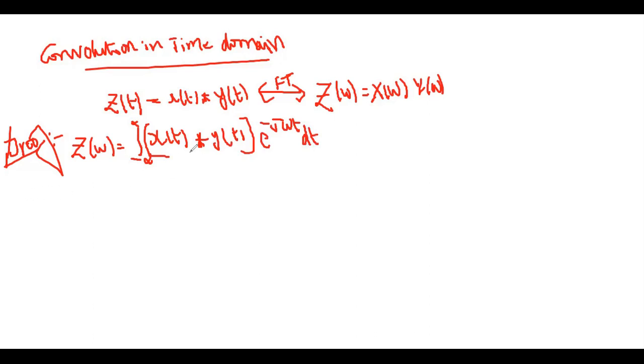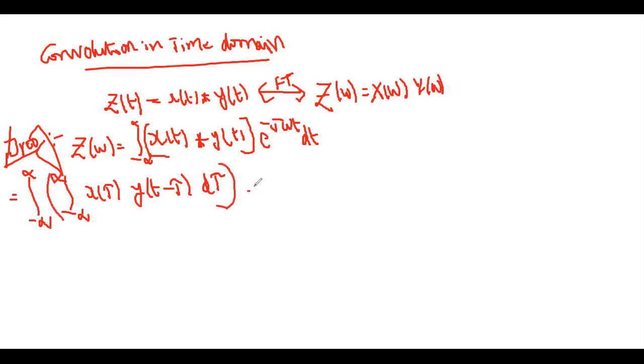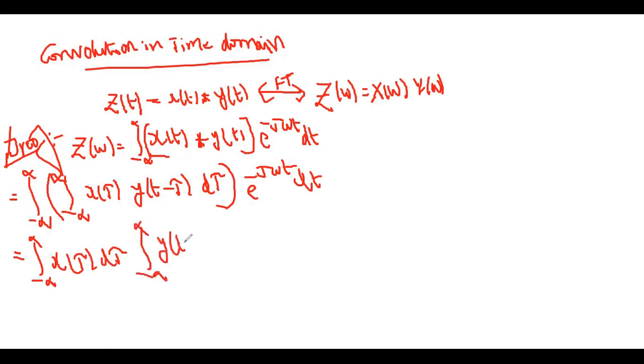And we already know the convolution of x of t and y of t is the integral from minus infinity to infinity of x of tau y of t minus tau d tau, the formula for the convolution of two signals, times e power minus j omega t dt. Rewriting this equation, the tau is in one integral, the integral from minus infinity to infinity of x of tau d tau, and the t terms in another integral, the integral from minus infinity to infinity of y of t minus tau e power minus j omega t dt.